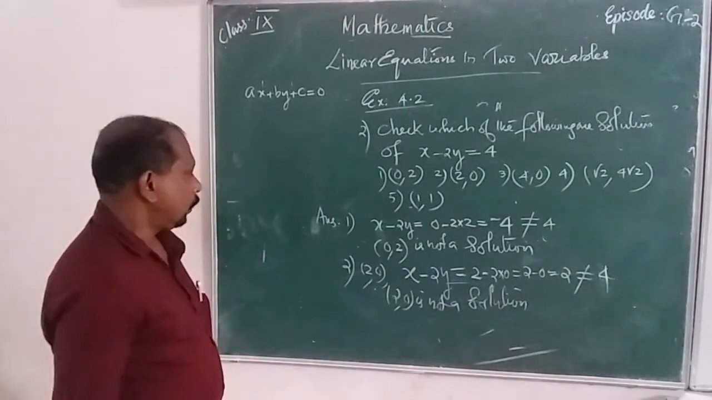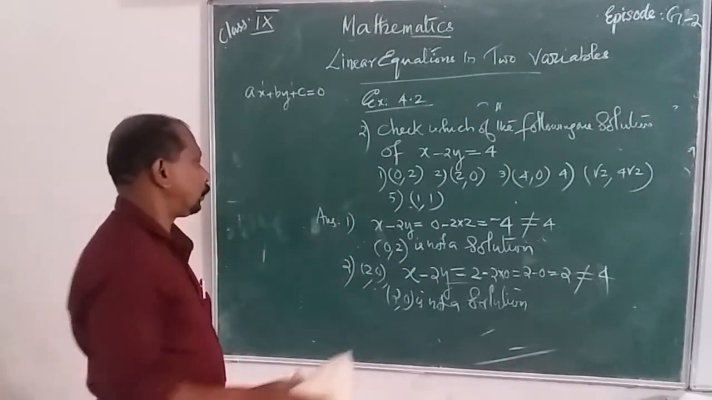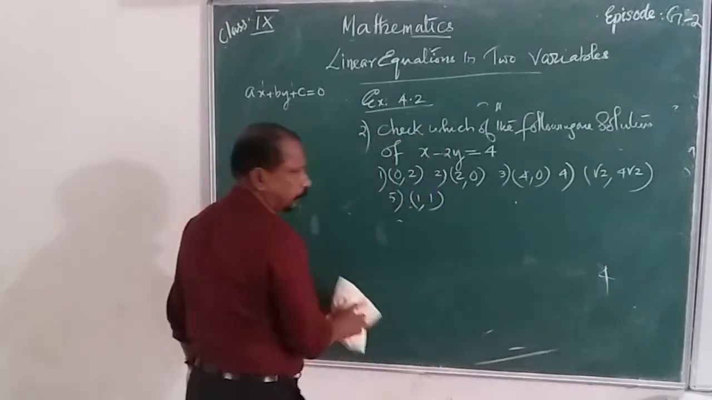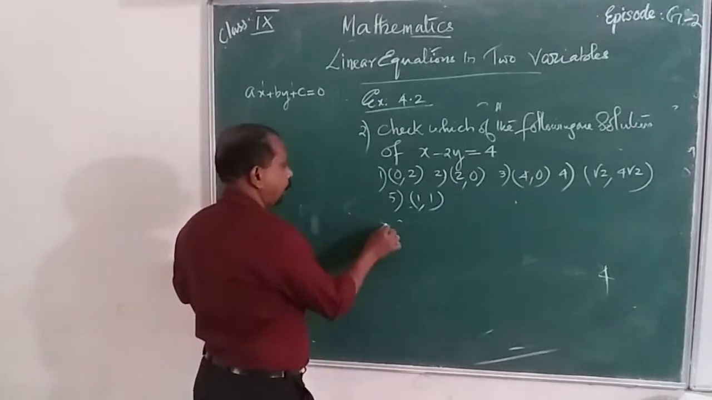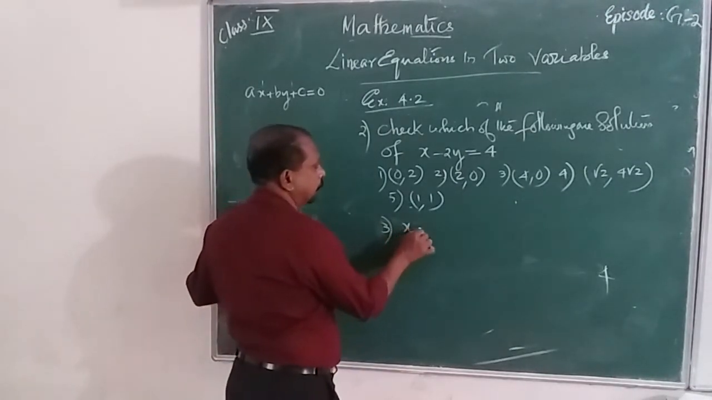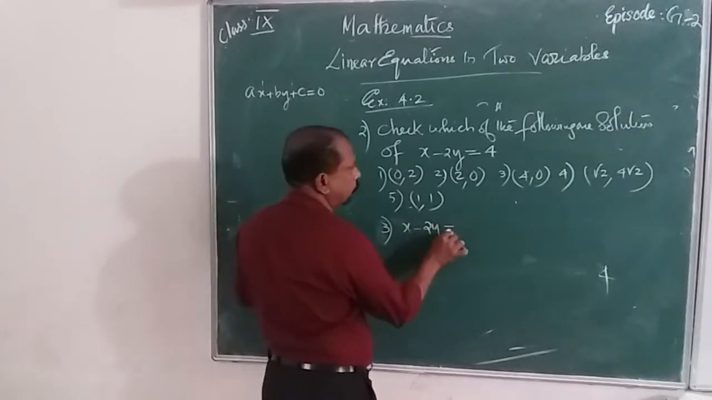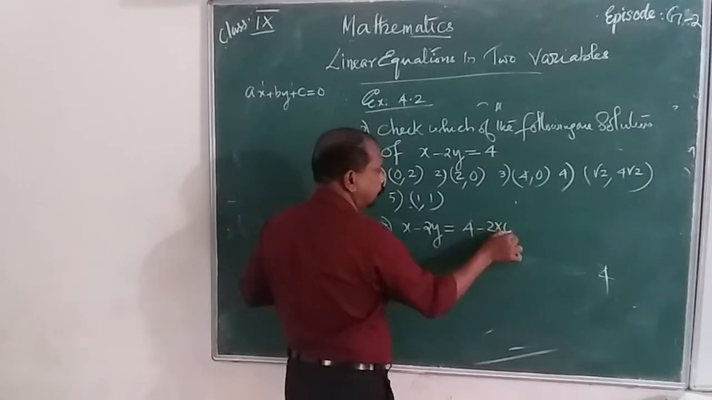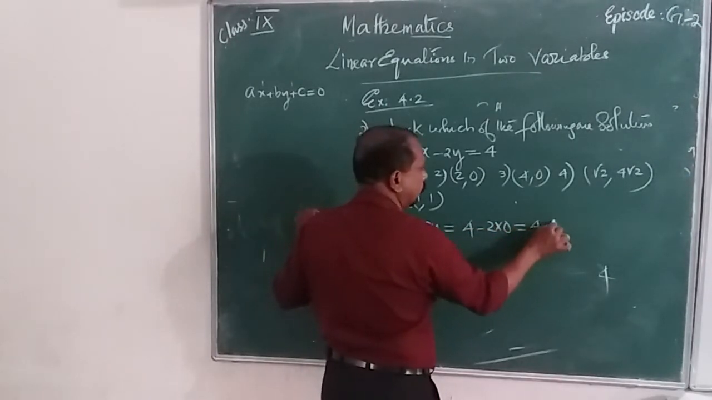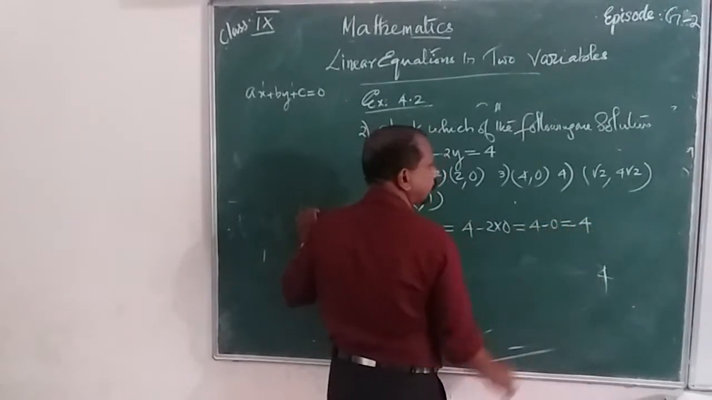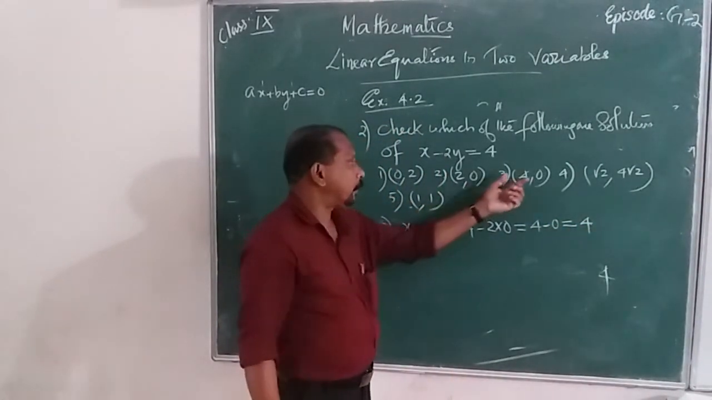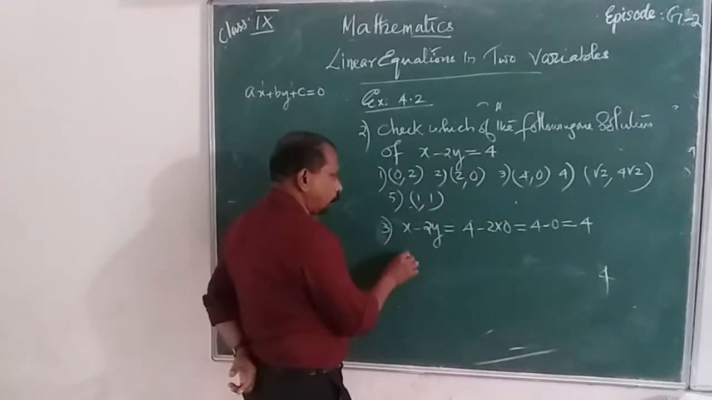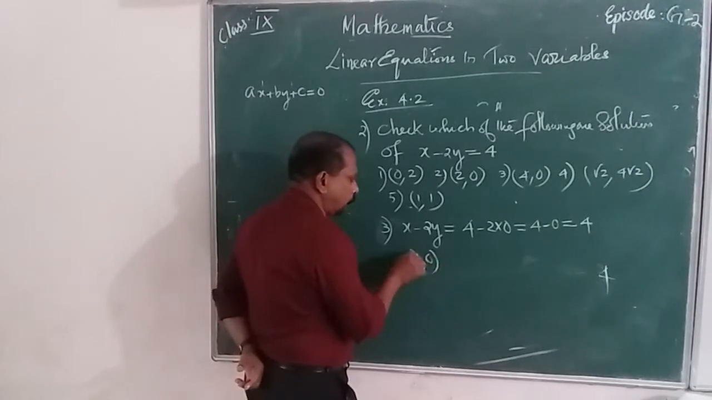Okay. The third is (4, 0). Question number 3. x minus 2y, x is 4, y is 0. 4 minus 2 into 0 is equal to 4 minus 0, is equal to 4. Therefore, this point satisfies this equation. Therefore, (4, 0) is a solution.